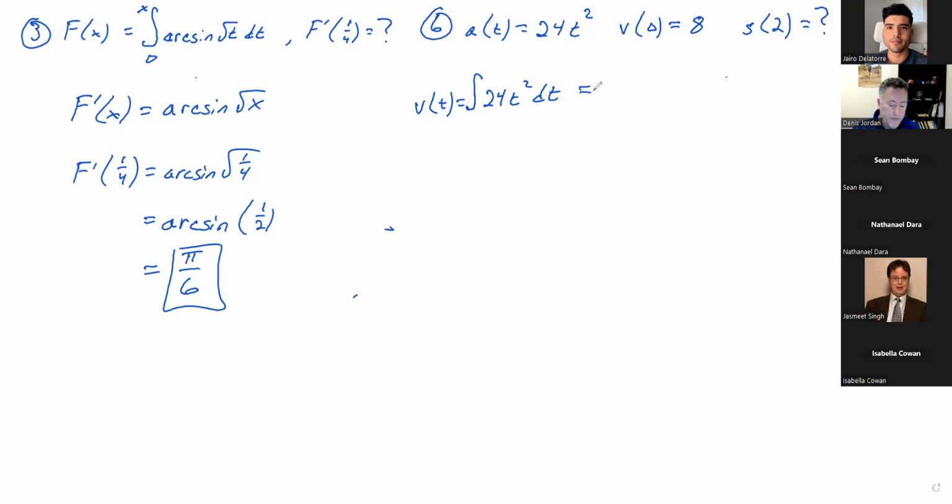So 8t cubed. And then your plus c. So we need to figure out what that c value is so that you can then get position from here. That's where you're going to use that second piece of data: v of 0 is equal to 8.